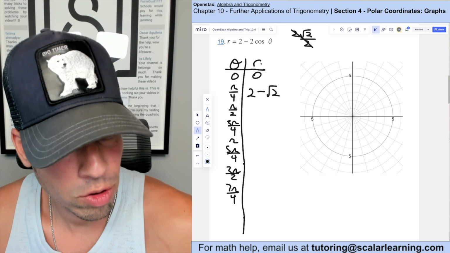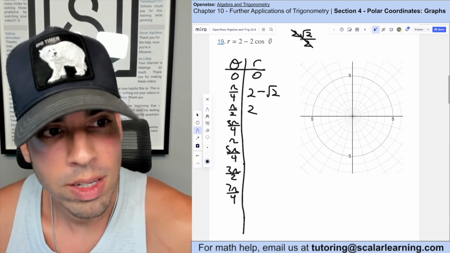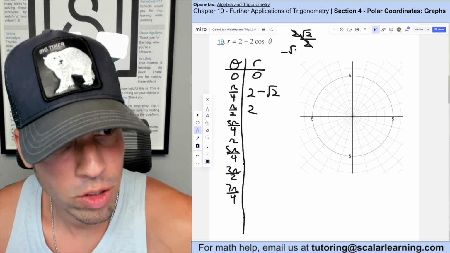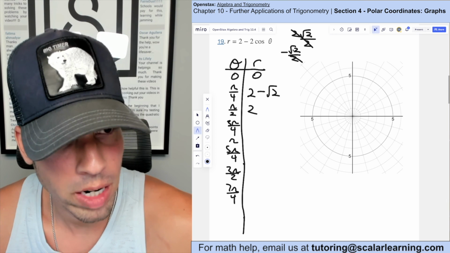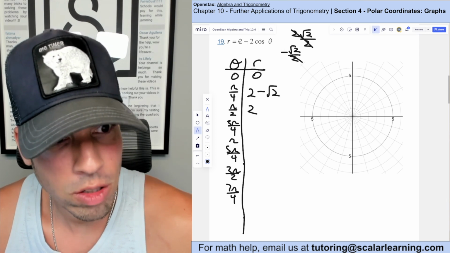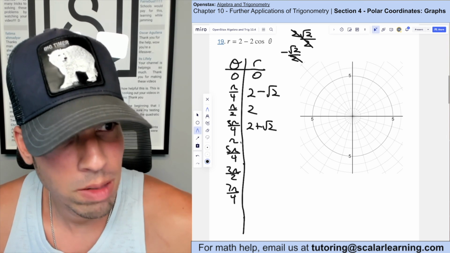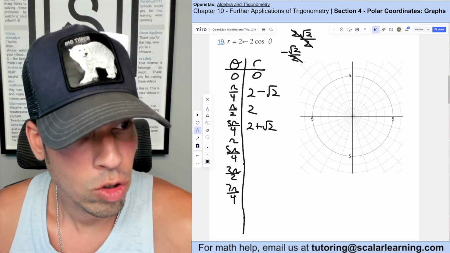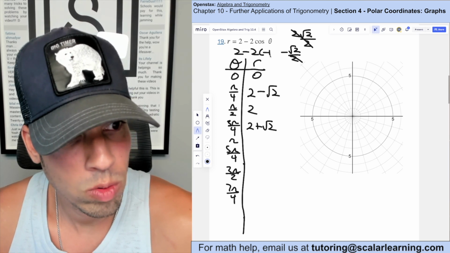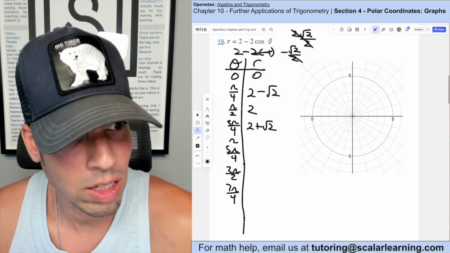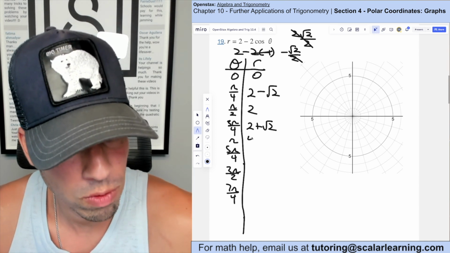Cosine of pi halves is 0. 2 minus 0 is 2. Cosine of 3 pi fourths, that's negative rad 2 over 2. So then you multiply by 2 and you get rad 2. And then the negatives will cancel out, so you get 2 plus rad 2 over here. And then we got cosine of pi, which is negative 1. So 2 minus 2 times negative 1, that's 2 like this. And then 2 times negative 1 is negative 2. 2 minus negative 2 is 2 plus 2, which is 4.